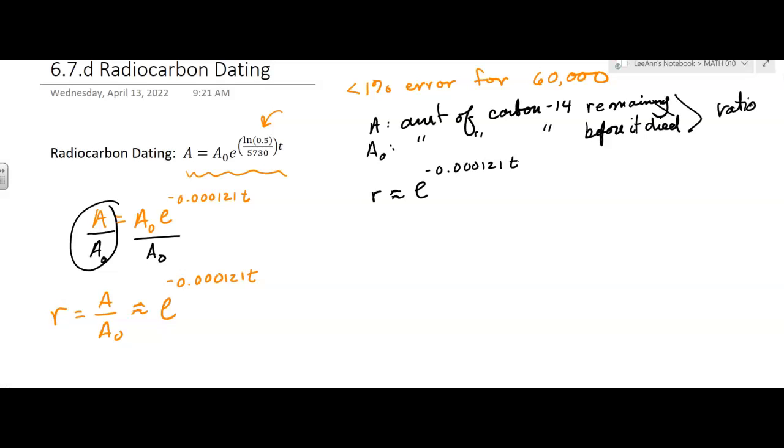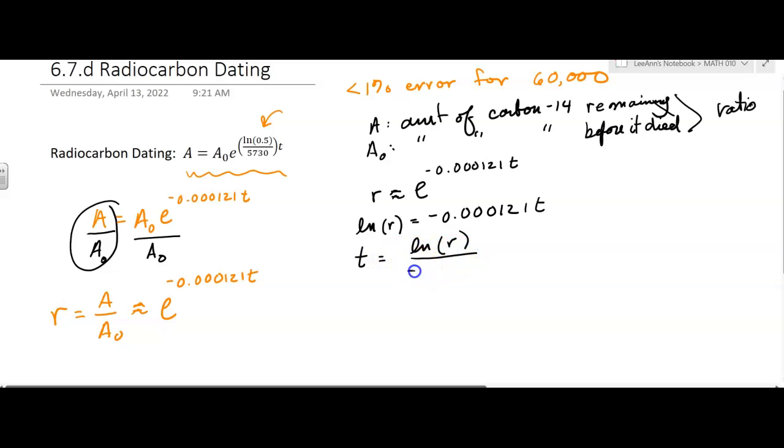So we'll natural log it. The natural log of R is equal to just that exponent, negative 0.000121t. Okay, so t is going to equal the natural log of R divided by negative 0.000121. Now, this is the formula we're going to use to determine the age of things.